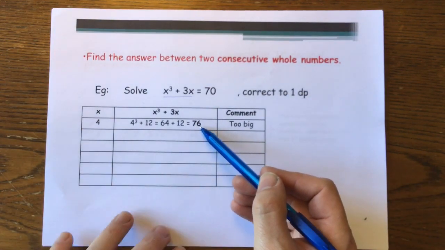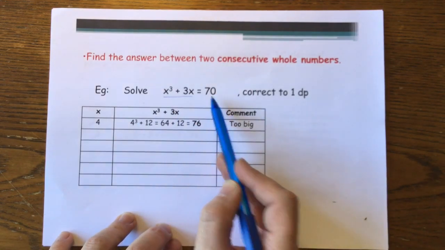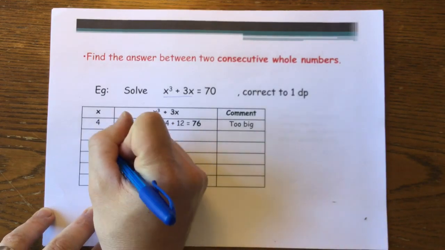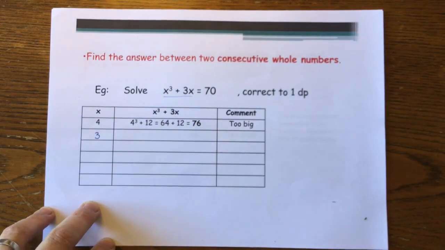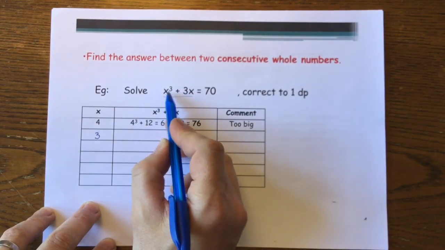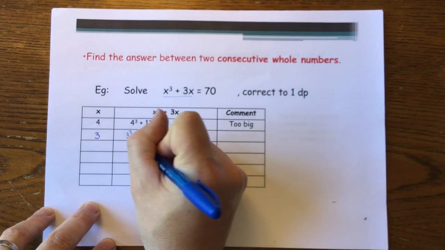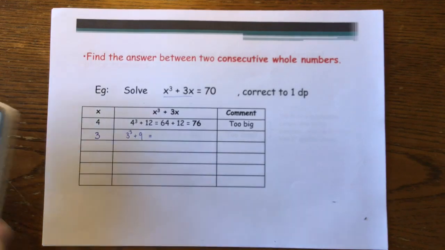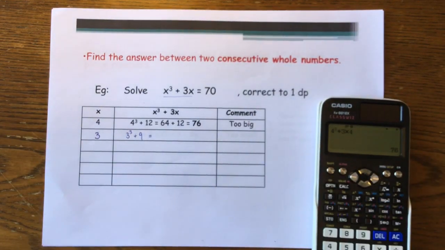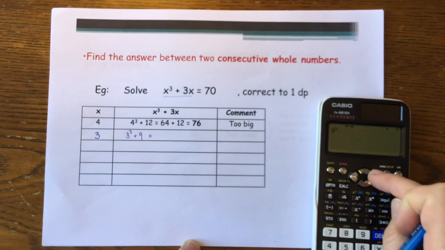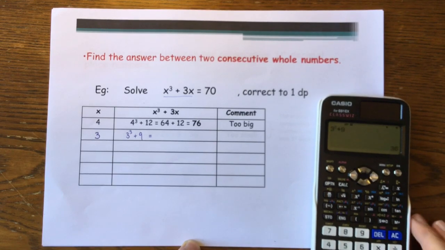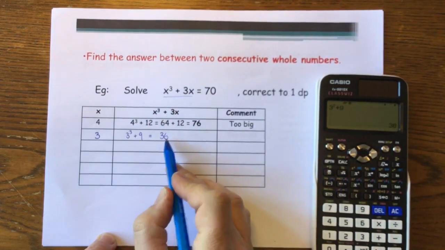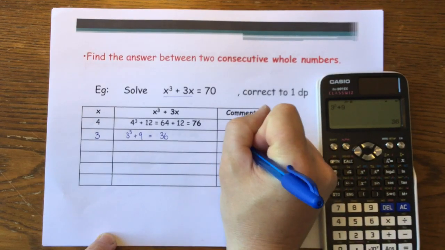Now, 76 is the answer when we put 4 in for this, but we wanted 70, so that's too big. So 4 gave me an answer that was too big, so I want to keep going with the whole numbers. I'm going to try 3. And so when I put x as 3 here, that's 3 cubed plus 3 times 3, and I know that's 9, so I'm going to put that in. And again, on my calculator, just very quickly going to do 3 cubed plus 9, and that ends up as 36. You can see we want an answer 70, so 36 is too small.